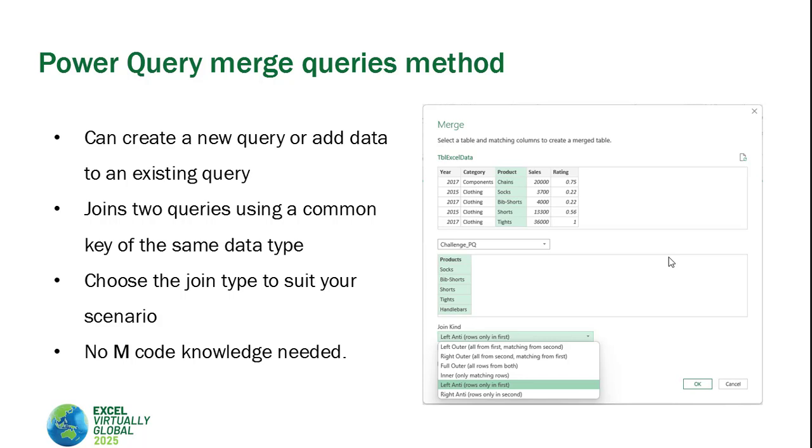You choose the join type to suit your scenario. So if you're trying to get extra data to join the data you've got on your existing query, then you'll use a left outer join. You can also use right outer joins. When you're thinking of left and right, it's a little bit like you're watching University Challenge. The left query is the one at the top and the right query is the one at the bottom. The reason we call them left and right is because traditionally in programming, that's how we refer to the first and second queries. But the important thing to realize for this particular method is that you don't need any M code knowledge at all. You just need to follow the user interface and do the steps that way.